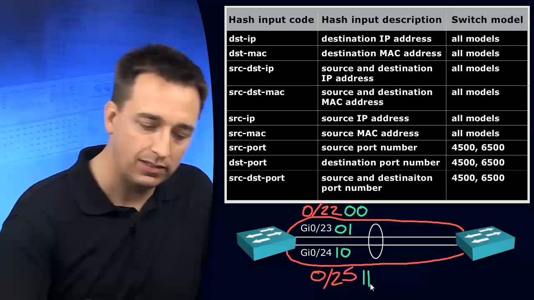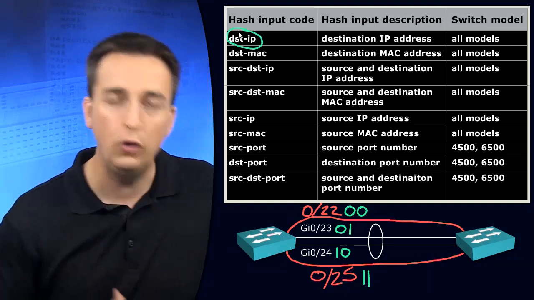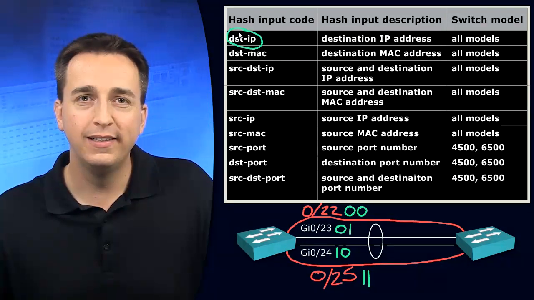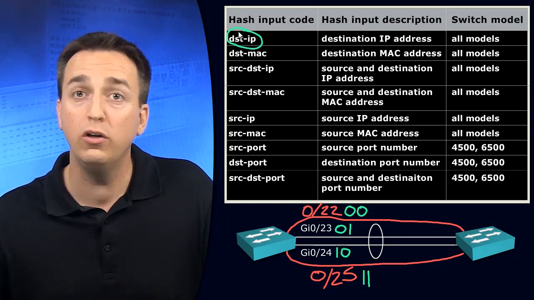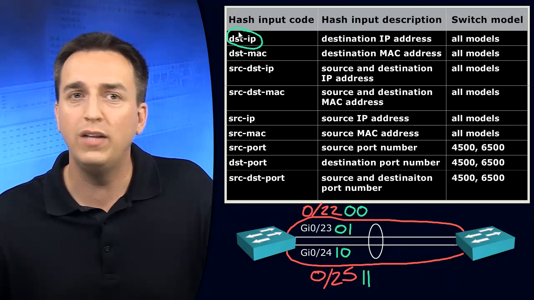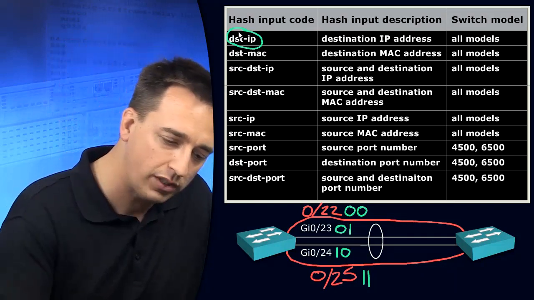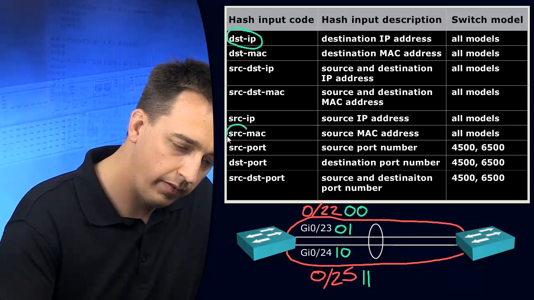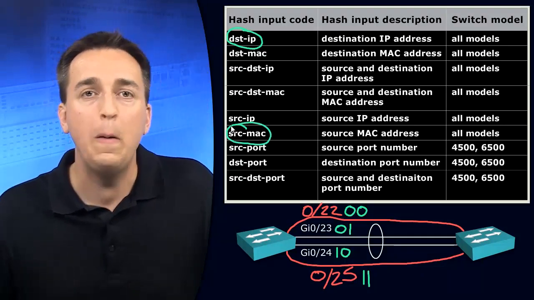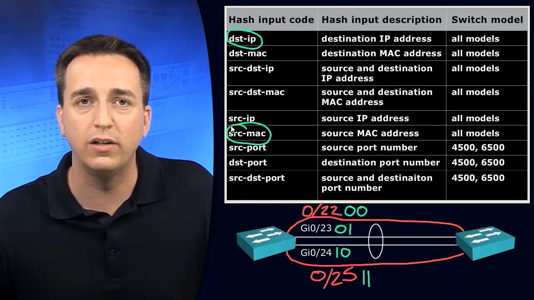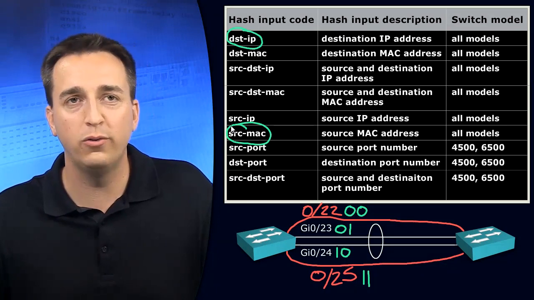So when we're looking at the destination IP address in this example now, the final 2 binary bits are going to be examined. If they end in 0 0, use gigabit 22. If they end in 1 0, use gigabit 24. If we're looking at the source MAC address, look at the final 2 binary digits in the source MAC address. If it ends in 0 0, use gigabit 22.